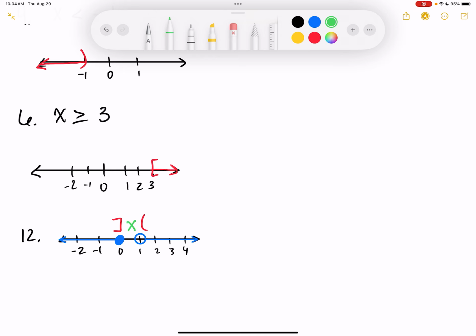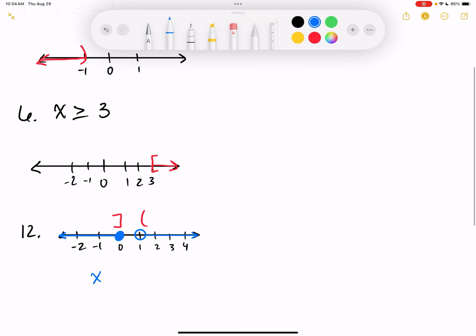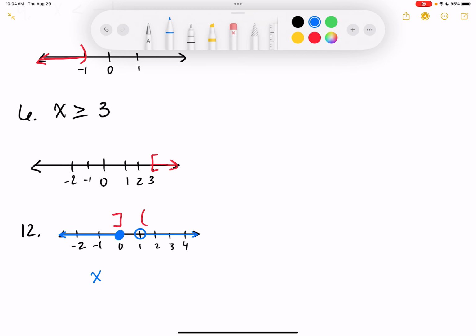So it would be x is... It's impossible for x to be both at the same time, so we have to say x's or x's, right? But it's x is greater than 1. But it's less than 0, or equal to. So x is less than or equal to 0, or x is greater than 1, because they can't be both at the same time.